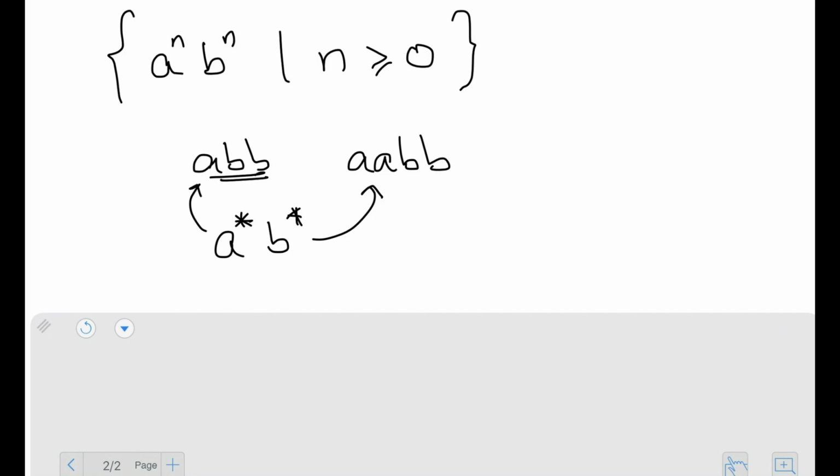So this isn't a regular language, and for that we need some more rules, we need some different languages for it, and that's what we'll look at in the next video.